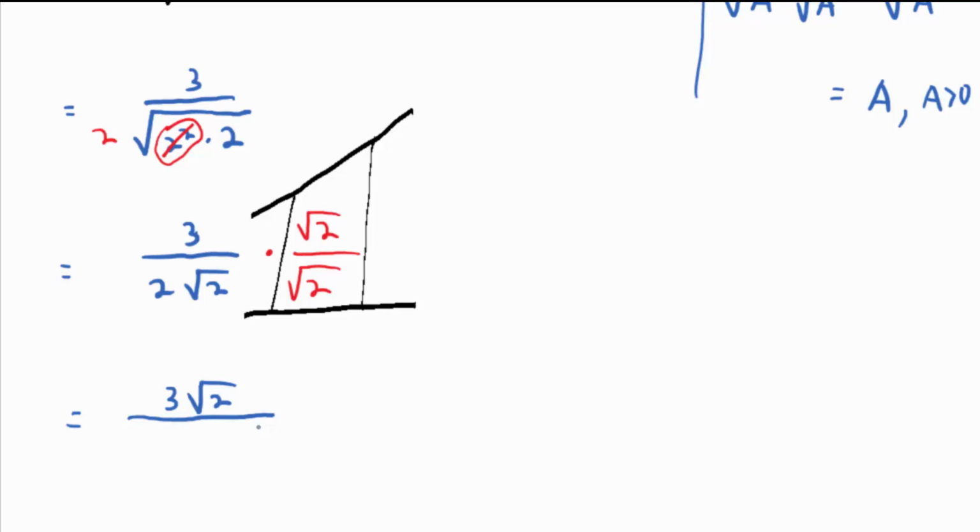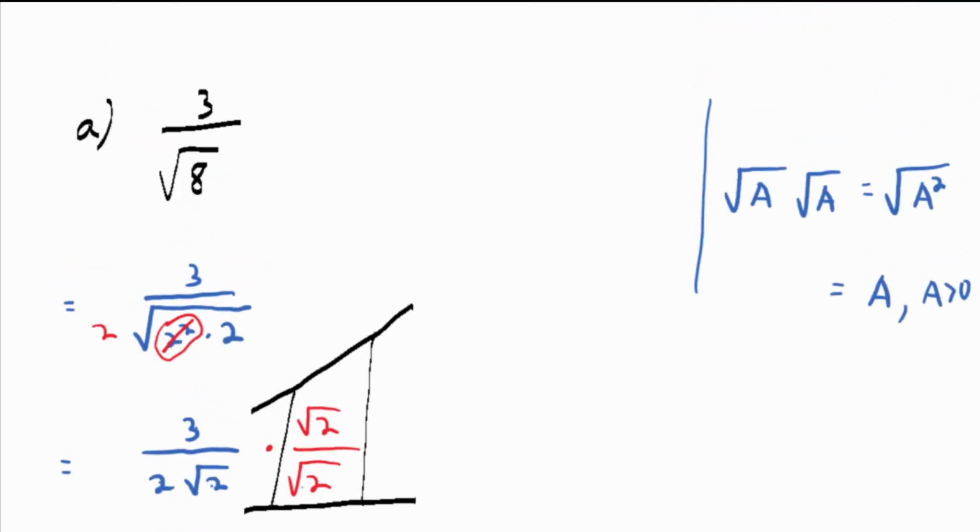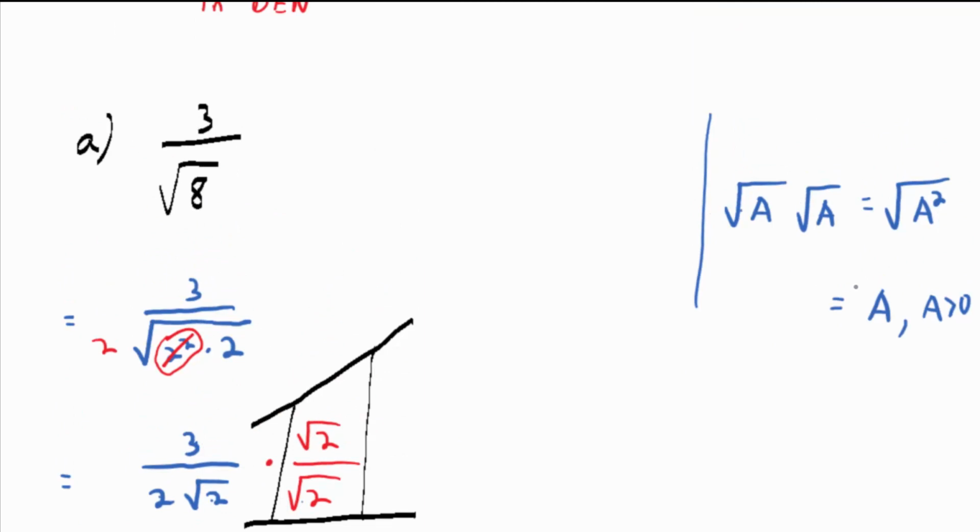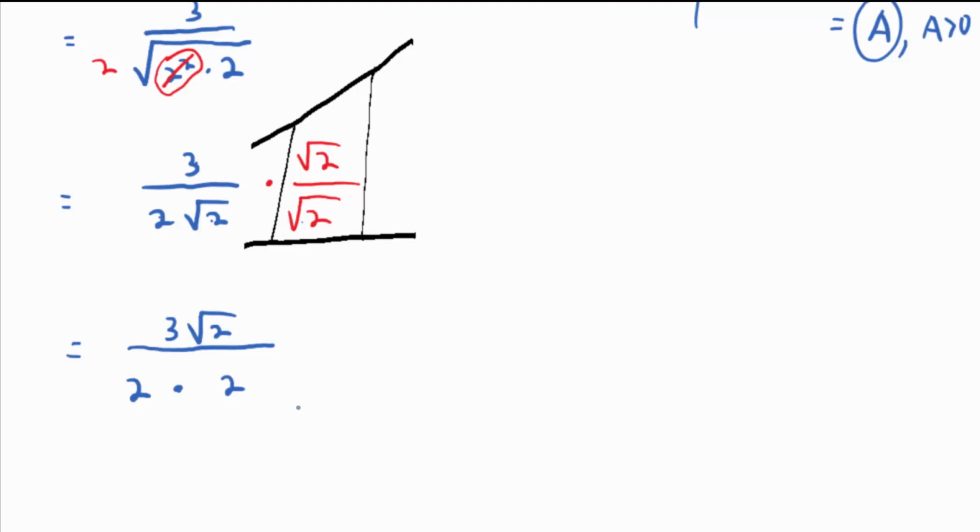What about on the bottom? We get 2, this 2 out here, and then what's radical 2 times radical 2 going to be? Radical 2 squared, which is just 2. So that's that property. Radical a times radical a is just a, right? So, okay, what do we end up with then? 3 radical 2 over 2 times 2, which is 4.